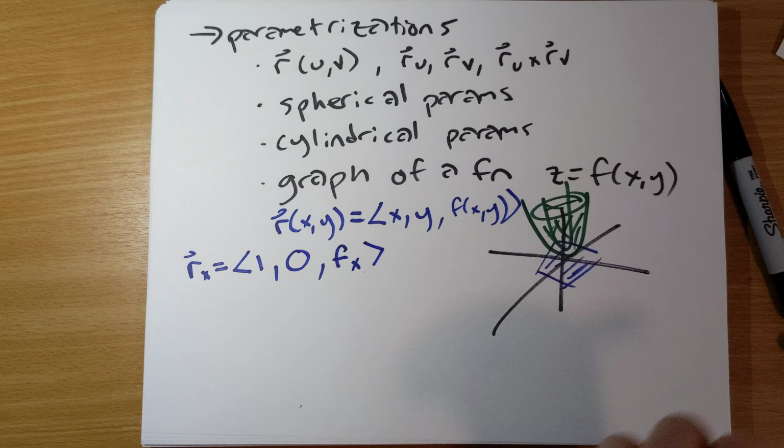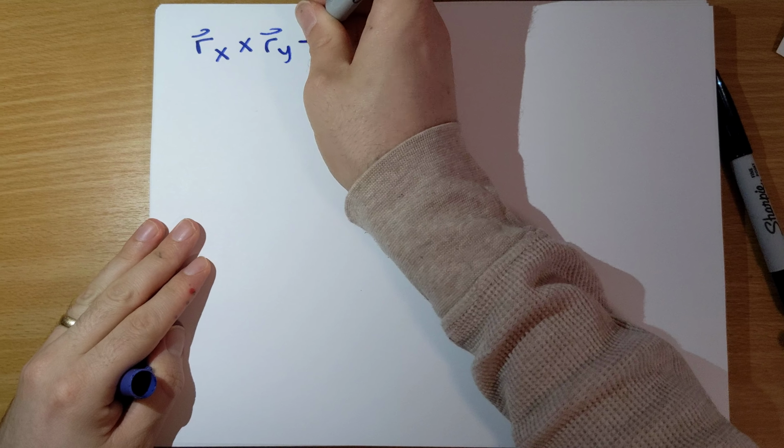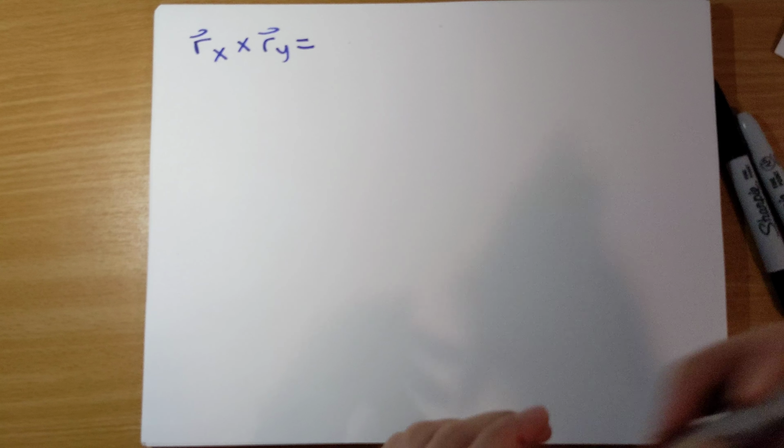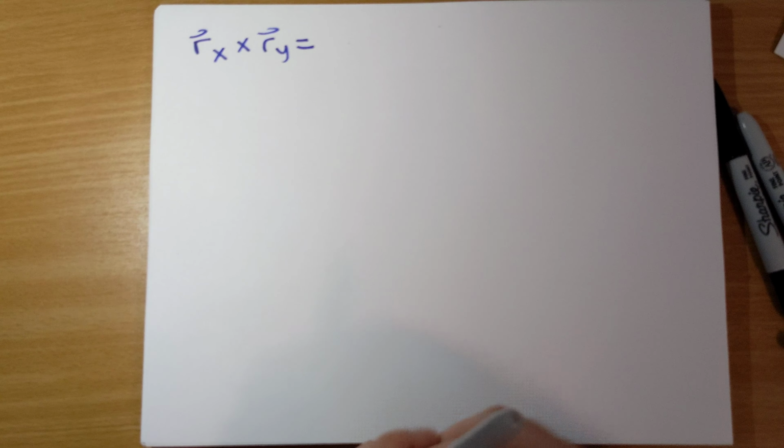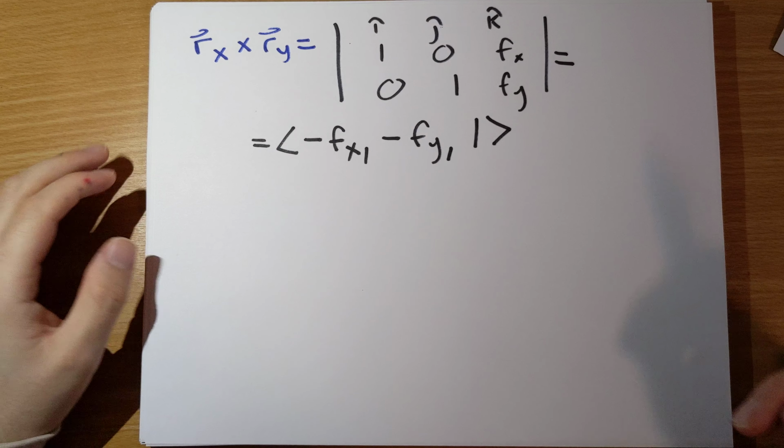And now to find the cross product, r sub x cross r sub y is going to be, okay, i hat, j hat, k hat, 1, 0, f sub x. I'm just filling in these entries right here. 0, 1, f sub y. If you crunch out everything here, this ends up as the negative f sub x partial derivative, the negative f sub y partial derivative, and 1. So this is the cross product of the partial derivatives.